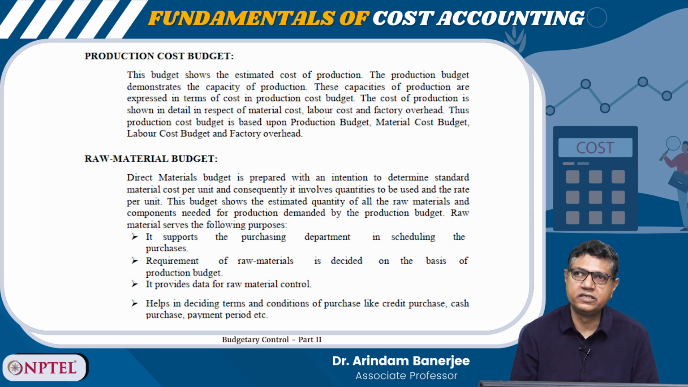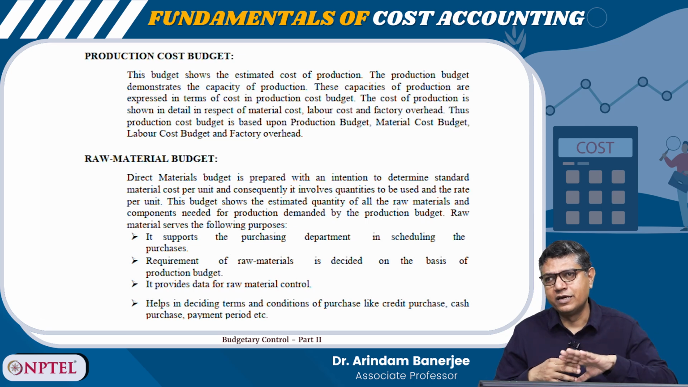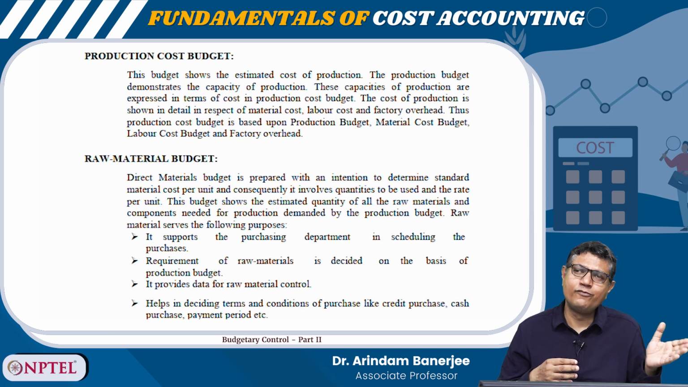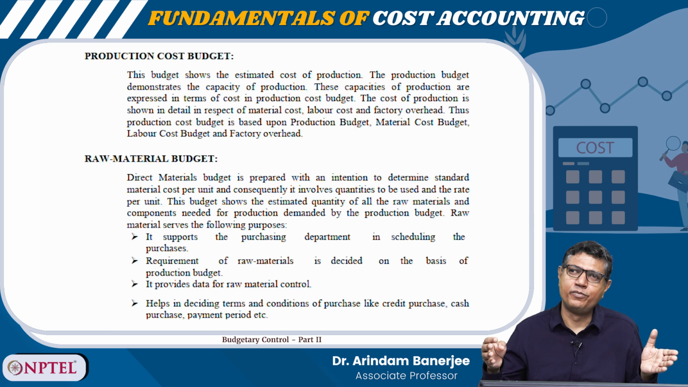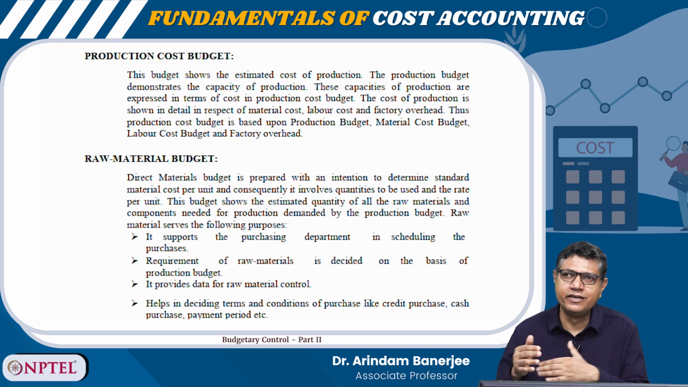It serves the following purposes. It supports the purchasing department, of course. The requirement of raw material is decided, because you need to get into agreement with the suppliers beforehand. If we don't do that, then what will happen? The production assembly line may get hampered. Workers will wait at the assembly line, because there may be a supply chain bottleneck. That is not a desirable situation. I need to avoid that.